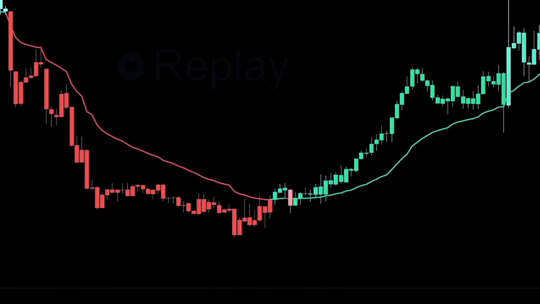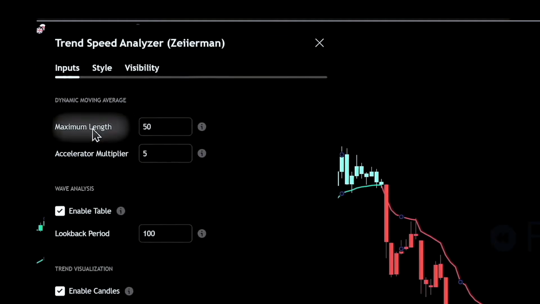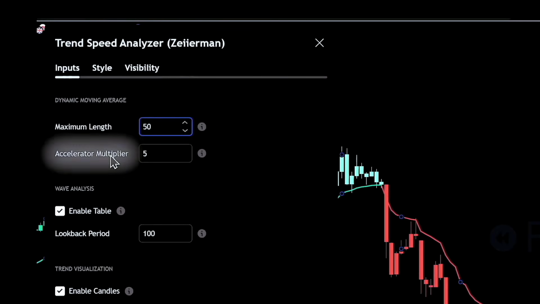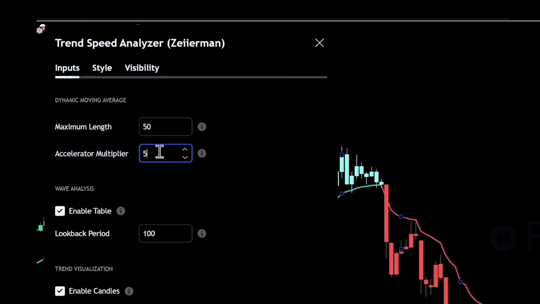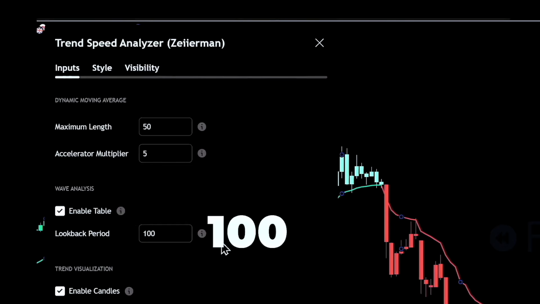Let's check the settings. Double-click the indicator to open the panel. The MA length, default at 20, smooths the trend line. Tweak it for responsiveness versus noise. The accelerated multiplier, around 0.2 for Forex and indices, adjusts how sensitive the line is to price shifts. The look-back period, default at 100, says how far the wave stats go. Try bumping it to 150 for a more stable baseline.